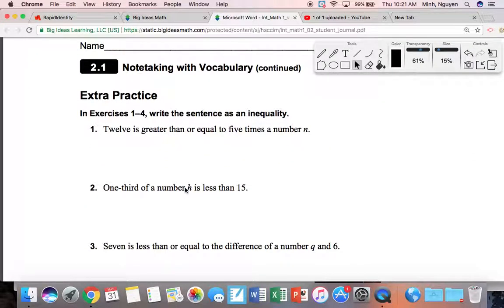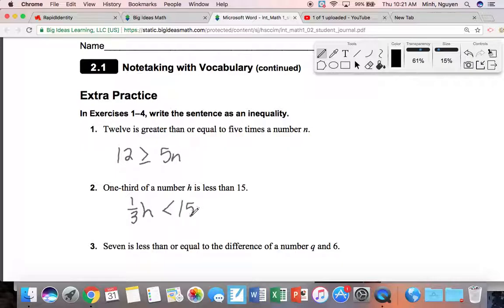So number 12, write the sentence as an inequality. 12 is greater than or equal to 5 times the number n. I could write 5 times n, or I could just write 5n, which is the same thing. Then, 1/3 of a number h, so 1/3 of h. That means they're being multiplied. 1/3 h, or 1 divided by 3 times h, is less than 15.